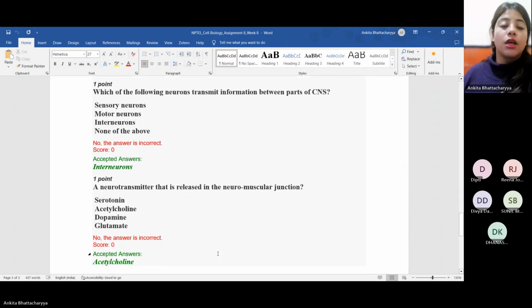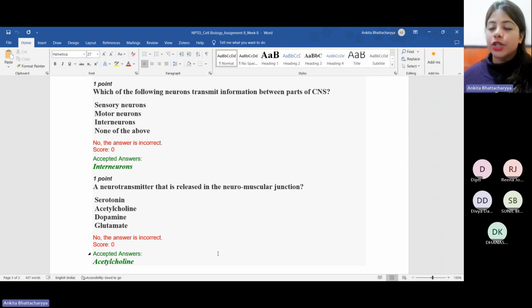Then we've been asked which of these neurons transmit information between different parts of the central nervous system. So we talked about the sensory neurons, which are sensing information. Then the second types are motor neurons, which are not transmitting, they're executing the response to that stimulus. And there are neurons in the middle, which are interneurons that are conveying the information that was sensed and then relaying it to the motor neurons, which can carry out that activity.